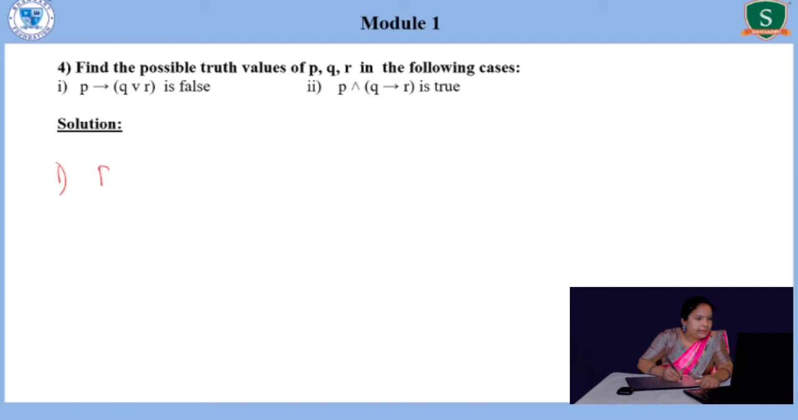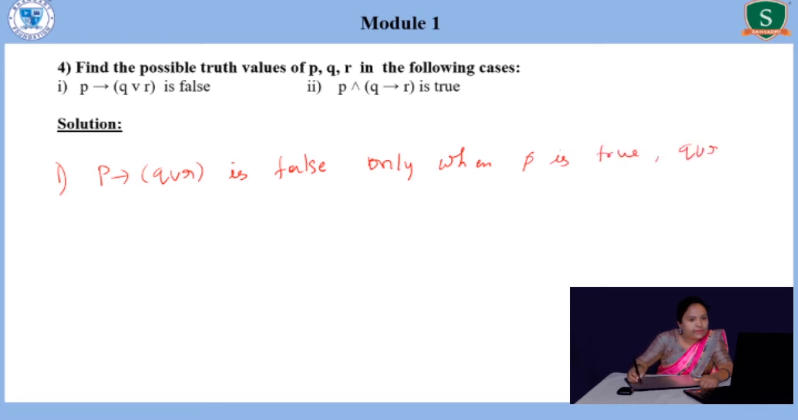First one, P conditional Q or R is false is given. Okay. Now here there is a conditional between P and Q or R. So conditional is false only when P is true and Q or R is false. When P is true, Q or R is false. Okay. Now we got the truth value of P. P is true. Next we need to find out the truth values of Q and R.